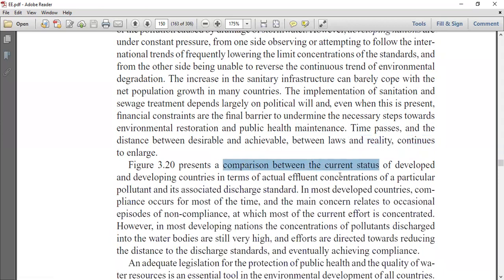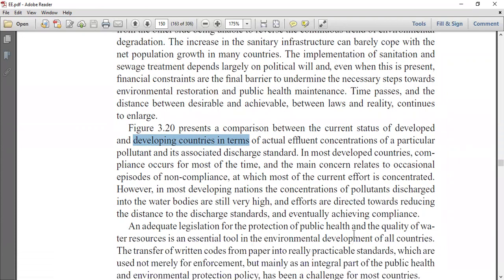The figure presents the comparison between the current status of the developed and the developing countries in terms of the actual effluent concentration of a particular pollutant and its associated discharge standard. In most developed countries, compliance occurs most of the time, and the main concern relates to occasional episodes of non-compliance, on which most of the current effort is concentrated. However, in most developing nations, the concentrations of pollutants discharged into the water body are still very high, and efforts are directed towards reducing the distance to the discharge standard and eventually achieving compliance.